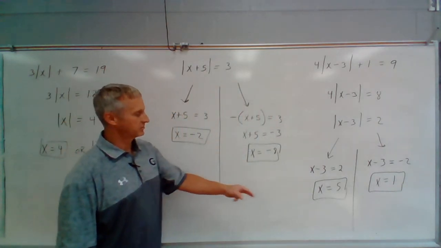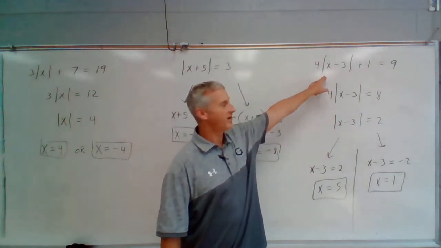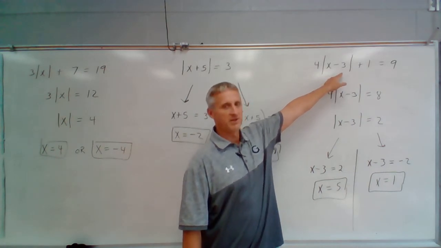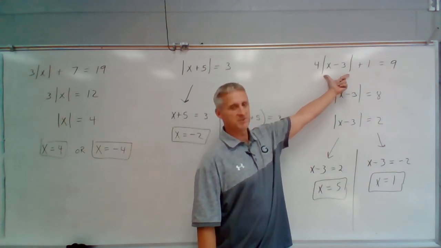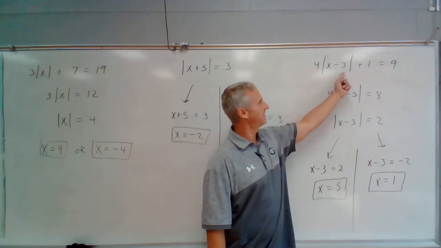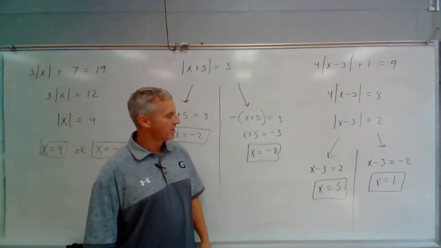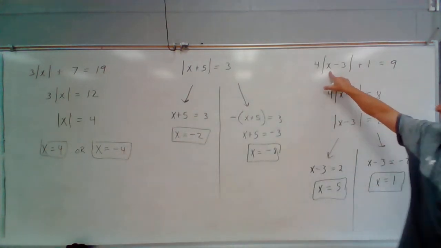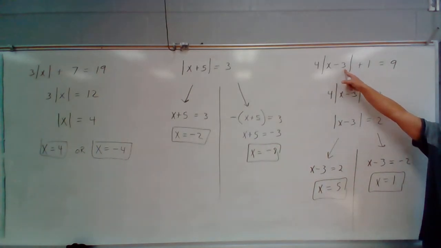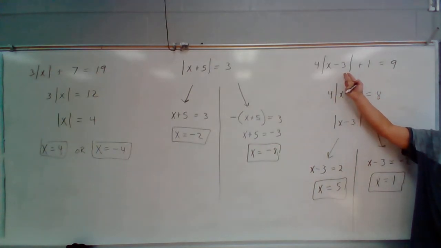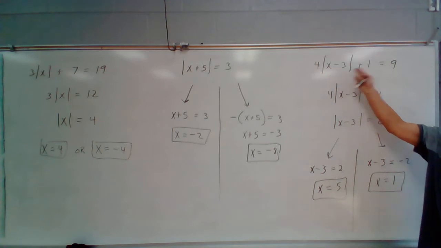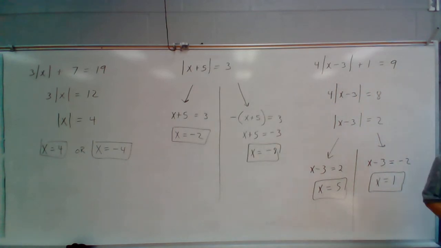Let's check, make sure those work. So if I put in a 5, 5 minus 3 is 2. Absolute value of 2 is 2. 4 times 2 is 8. 8 plus 1 is 9. That works. Plug in a 1. 1 minus 3 is -2. Absolute value of -2 is 2. 4 times 2 is 8. 8 plus 1 is 9. So that works.